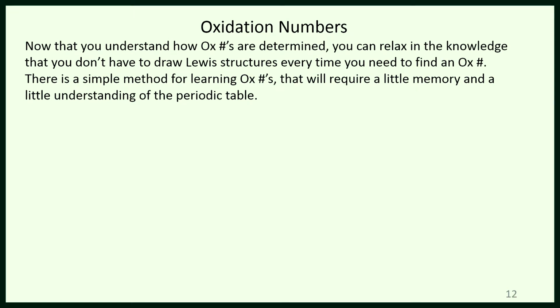So now that you understand how oxidation numbers are determined, you can relax in the knowledge that you don't have to draw Lewis structures every time you need to find an oxidation number. There's a simple method for learning oxidation numbers. It will require a little bit of memory and a little understanding of the periodic table.